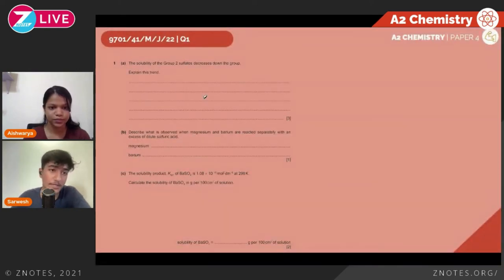Okay, so today we will be doing the A-level chemistry paper 4, variant 1 from the May June 2022 exam session. So over here in our first question, we are asked that the solubility of group 2 sulfates decreases going down the group, and we're supposed to explain this trend. So what we know about solubility is that it depends on the enthalpy change of solution, which is del H solution, which is equal to the enthalpy change of hydration minus the lattice energy.